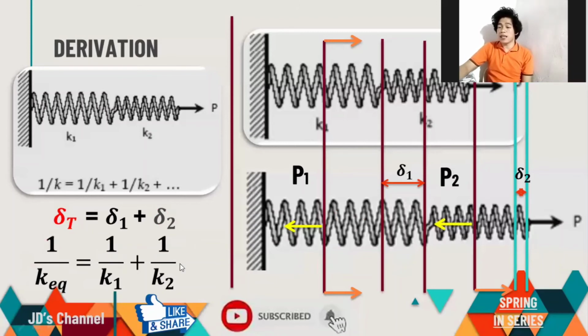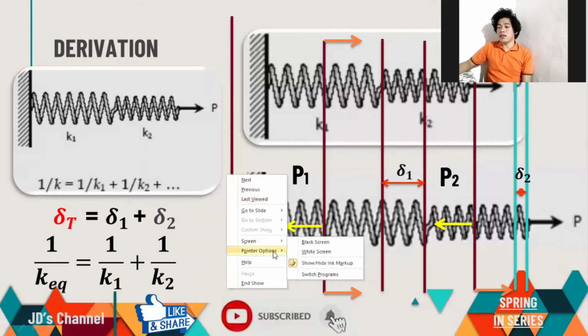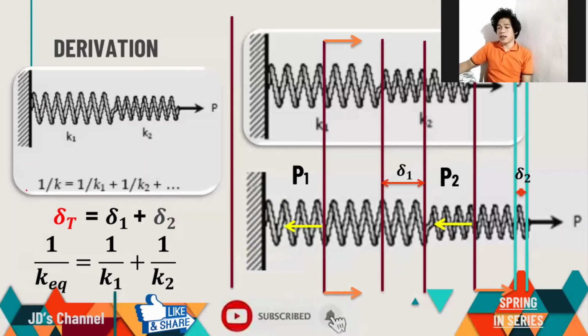So, mangyayari lang class, 1 over ng K equivalent is equals to 1 over ng K sub 1 plus 1 over K sub 2, or kung ilan man ang inyong wire; since dalawa lang yung ating wire dito, dalawa lang yung ating nakuha. So pagka nadagdagan pa yan, plus 1 over K3 plus 1 over ng K4. At kaya dun po nagmula ang ating formula class. Kung mapansin nyo, same po.